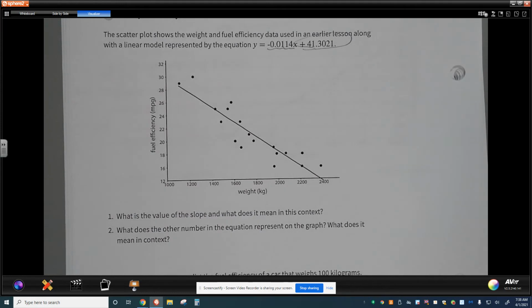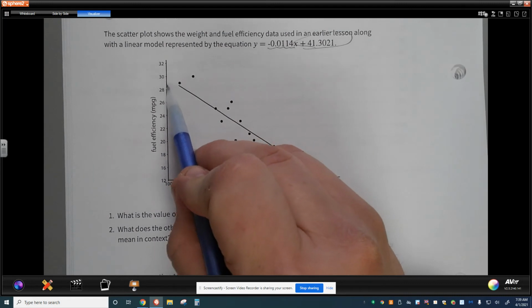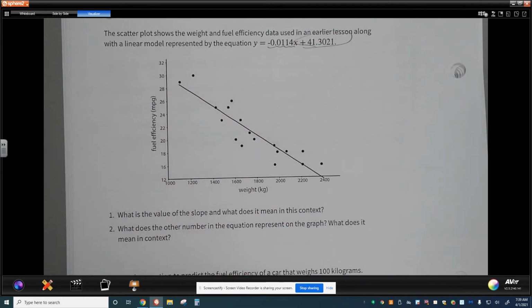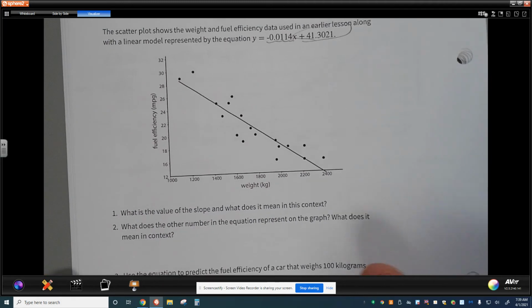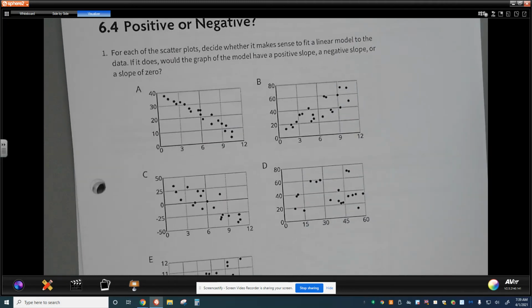So in other words, that y-intercept of the graph means that a car that weighs nothing, 0 kilograms, would have a fuel efficiency of about 41 miles per gallon, which seems kind of silly as we look at that, but that's how the data read out. And that's why you don't see any kind of data over here on the actual y-axis, because we don't have vehicles that weigh nothing. So the last thing that I want to get to is this positive or negative.